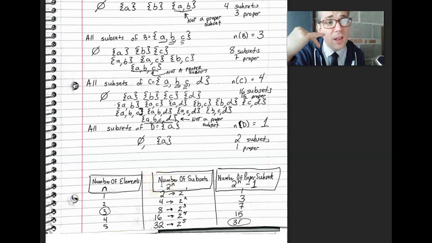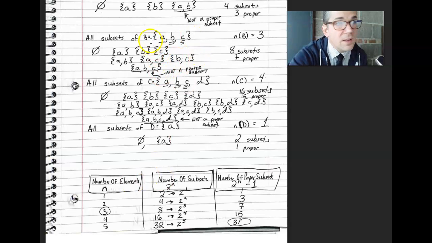And then if we wanted to talk proper subsets, every single subset's a proper subset except the one subset that is the actual set itself. Like in this one, when I had set B equal to ABC, this ABC is a subset because everything that's in this is also in set B, but it's not a proper subset because it actually also equals set B. This is the only one that's not proper.